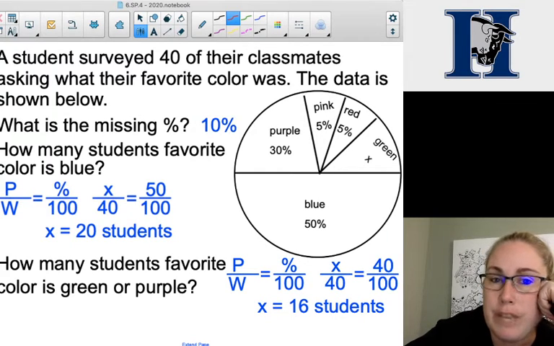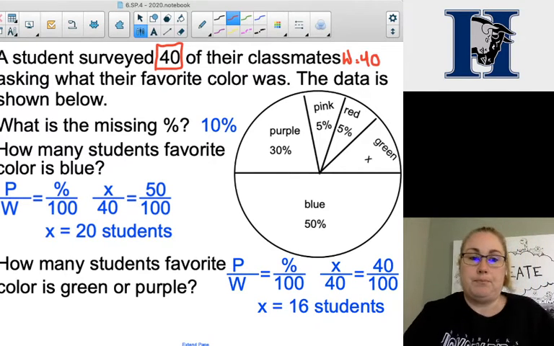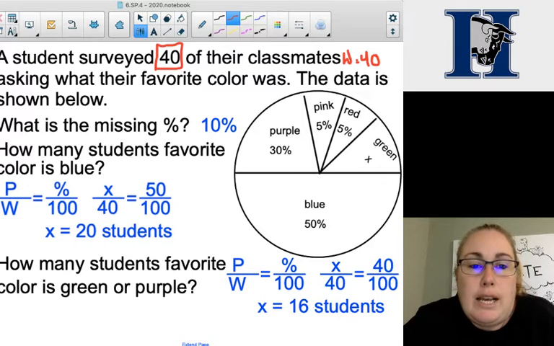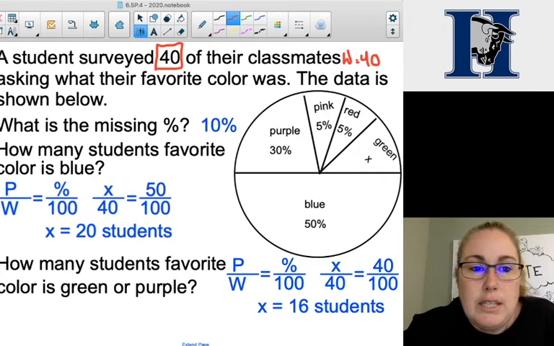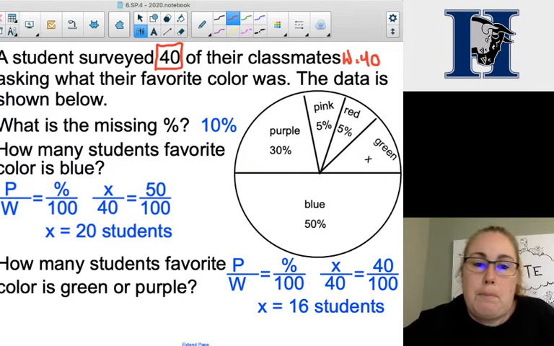A student surveyed 40 of their classmates. So the whole number that they surveyed was 40. And I'm going to make myself a little note of that up here, that the whole is 40. That's the total number that they surveyed, and they asked what their favorite color was. The data is shown below.